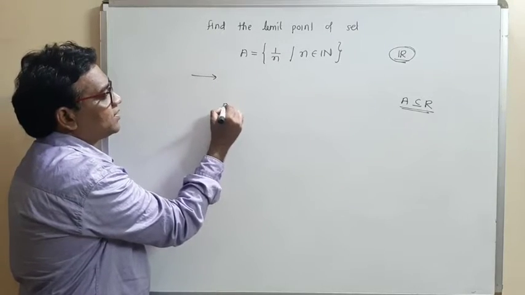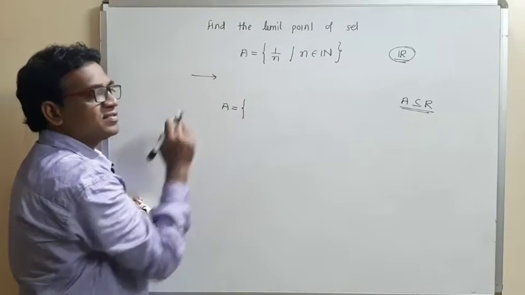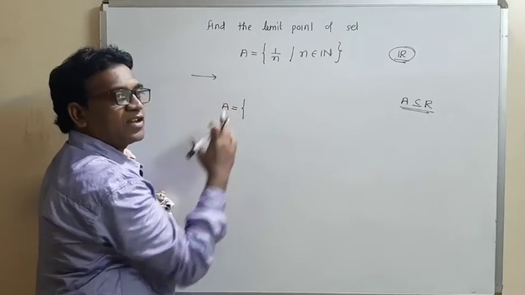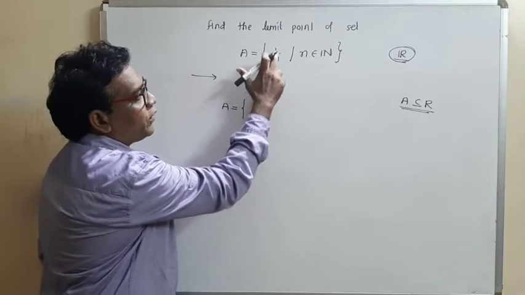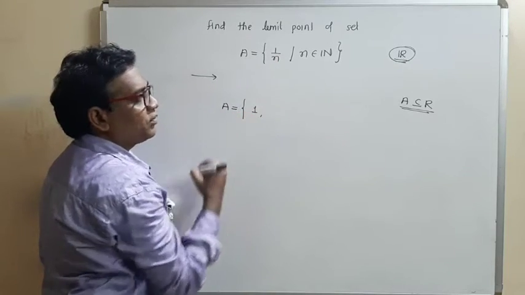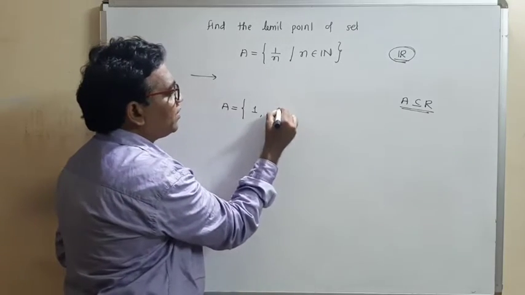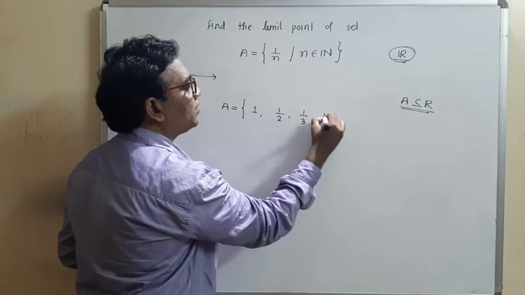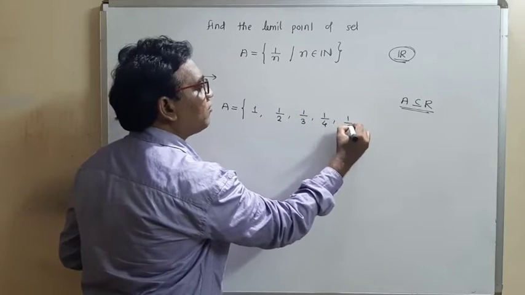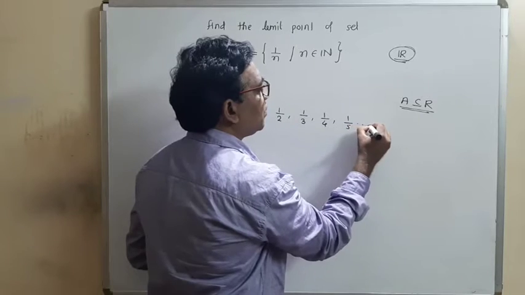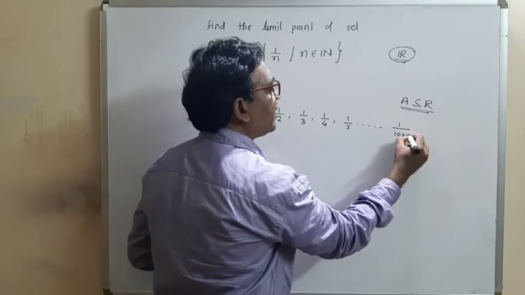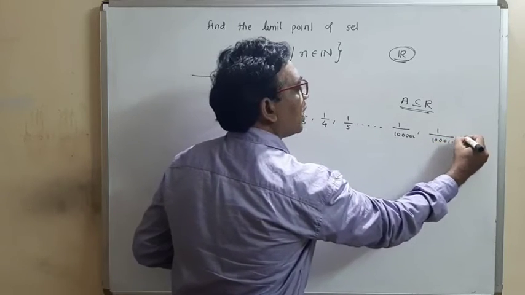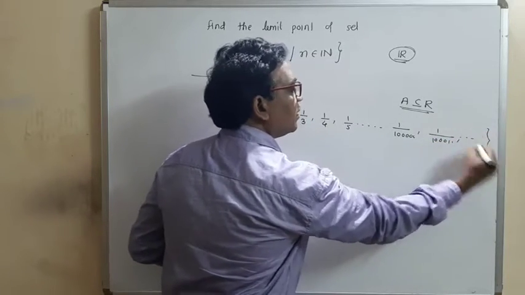Now suppose this set A, where n is some natural number. If we put n equal to 1, this is the first point. Put n equal to 2, this is the second point. Put n equal to 3, this is the third point. Put n equal to 4, put n equal to 5, this is the fifth term, and so on, up to 1 upon 10 lakh, 1 upon 10 lakh 1, and so on. So this is our given set.